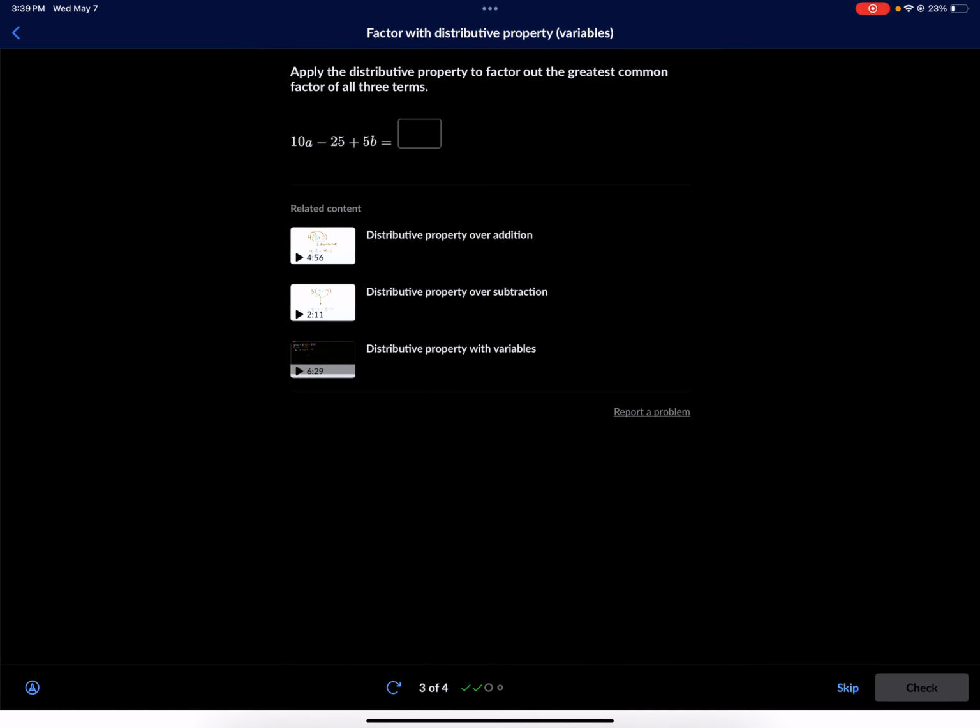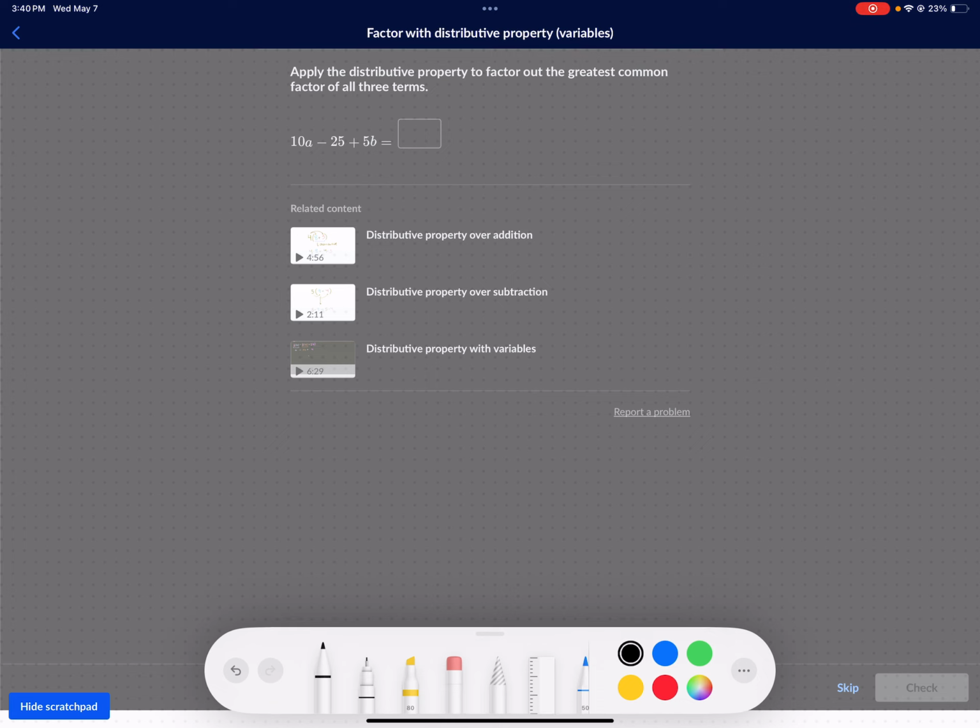Okay, apply the distributive property. So let's see here. So now we have all these factors. We want to make sure that the factor is at least the same or lower than 5, because if it's over 5, then that wouldn't work because it will guarantee be a decimal.